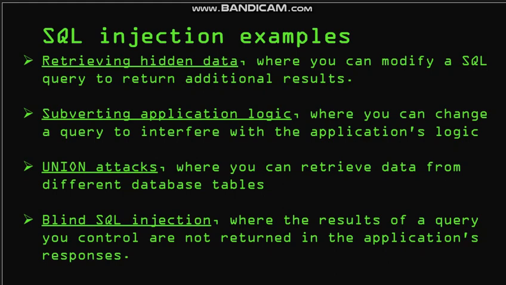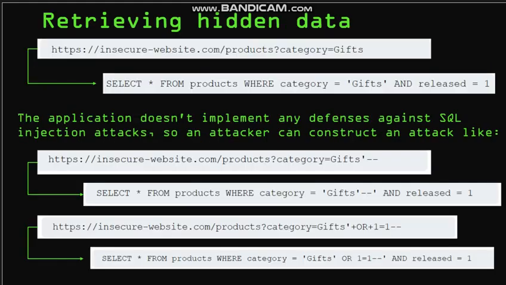This is where you can modify an SQL query to return additional results. Subverting application logic, where you can change a query to interfere with the application's logic. Union attacks, where you can retrieve data from different database tables. Blind SQL injection, where the results of a query you control are not returned in the application's responses.